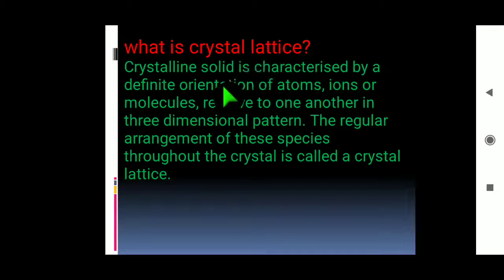The crystal lattice is characterized by a definite orientation of atoms, ions or molecules related to one another in a 3-dimensional pattern. The regular arrangement of these species throughout the crystal is called a crystal lattice. For example, many red bricks are loaded in a vehicle. The huge amount of red bricks is showing a crystal lattice.